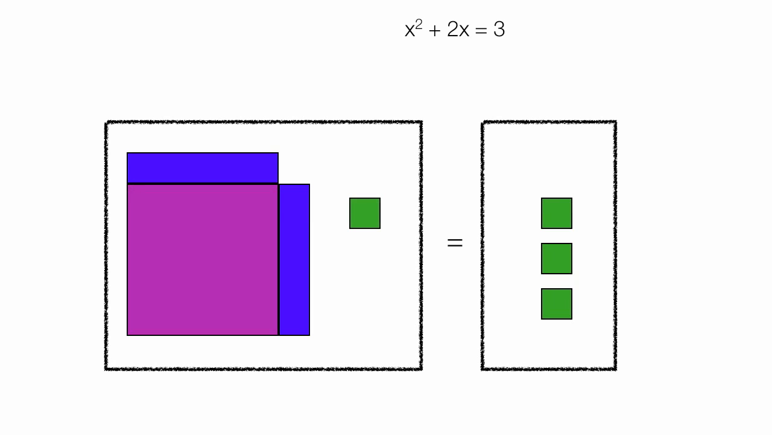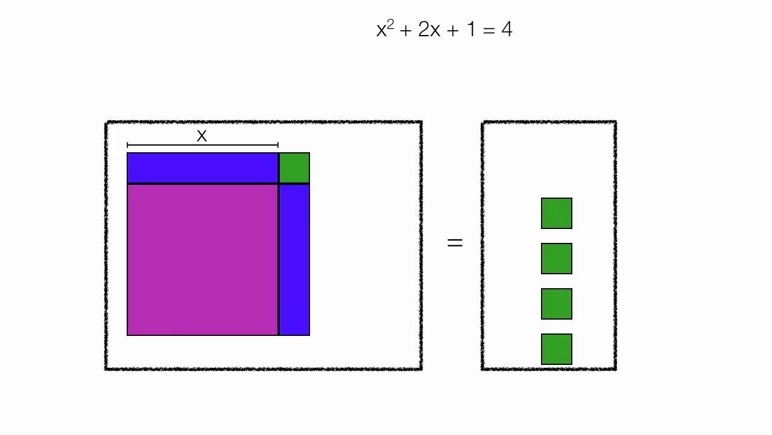Now the next question is, how many green squares do I add to complete the square? In this case, it's 1. And I add 1 to both sides of the equation. In this case, I'll do it algebraically as well. So now I have x squared plus 2x plus 1 is equal to 4. Now I have the equation x squared plus 2x plus 1 is equal to 4.